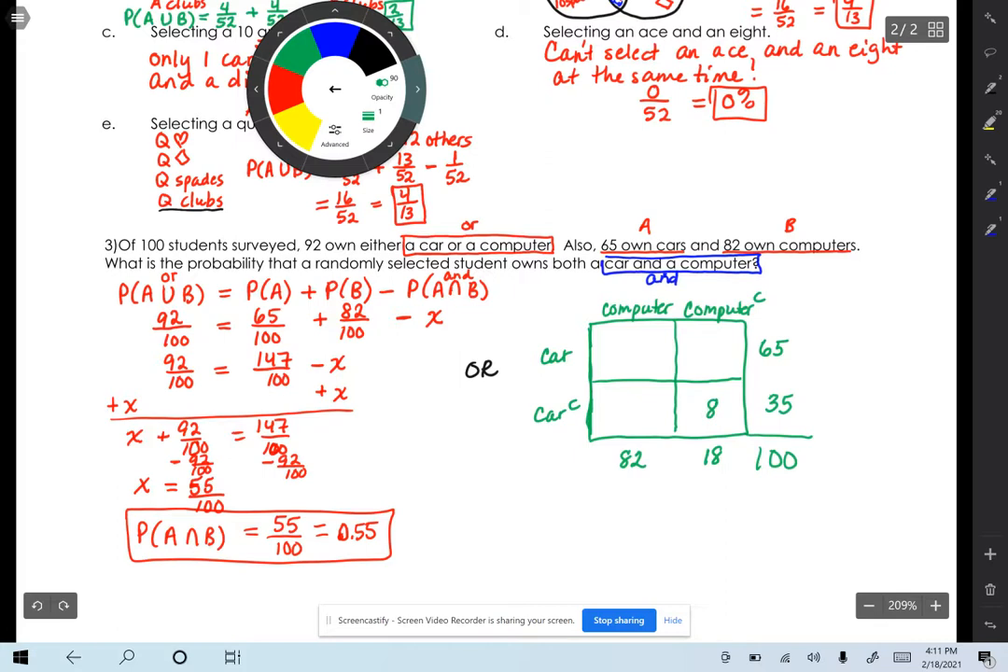And there's just a process of filling in the rest of the table. So this has to be 27. 27 plus 8 is 35. And then this has to be 55 because 55 plus 27 is 82. And this is 10. Here is our answer. So much faster. 55 people own both a car and a computer. And so you could have done it that way, whatever way your mind can process the problem better.